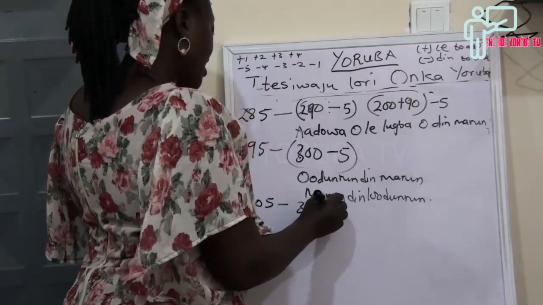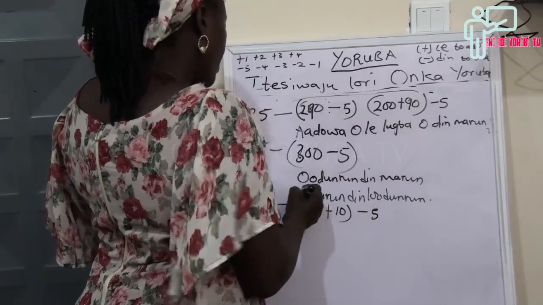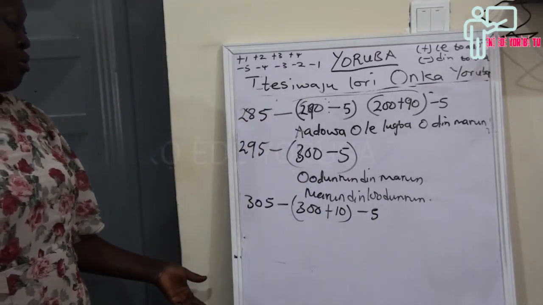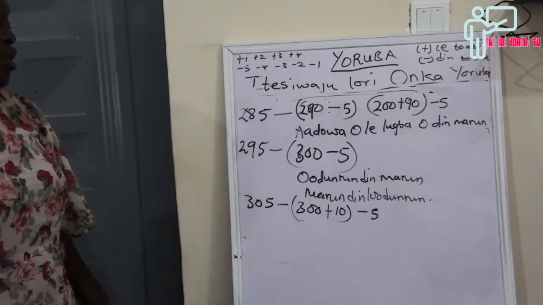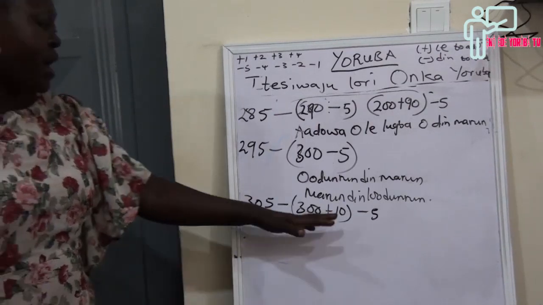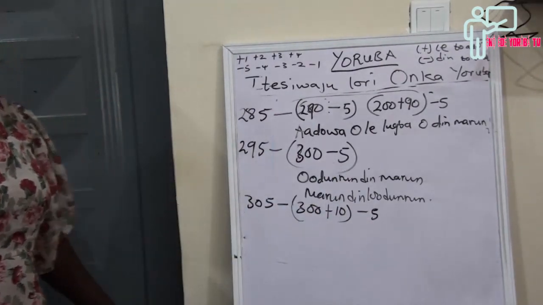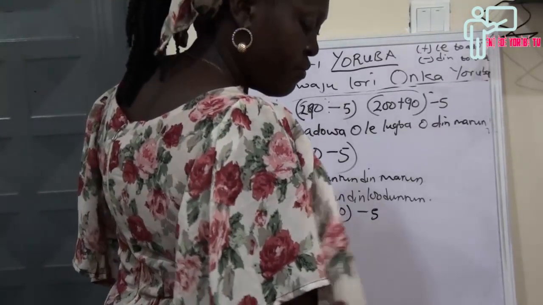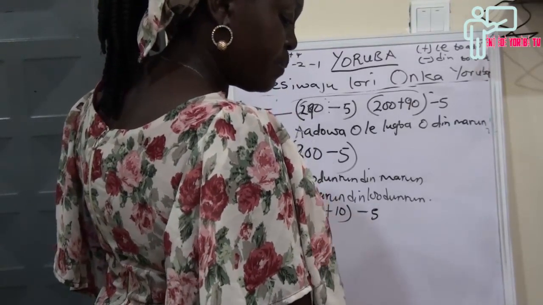300, but you now say 300 plus 10 minus 5. When you are talking, you just say márùnlélọ́ọ̀ọ́dúnrún, but anything that is 5, when you are writing it down, so it will now be mẹ́wàálélọ́ọ̀ọ́dúnrún ó dín márùn-ún. Ẹ̀wálélọ́ọ̀ọ́dúnrún ó dín márùn-ún. That is why you are going to say it.